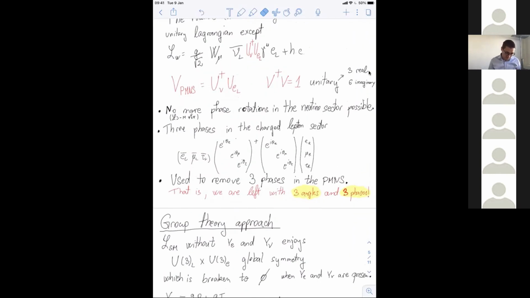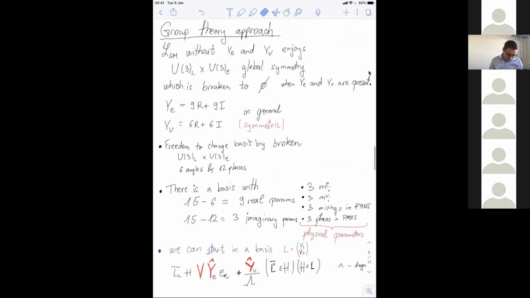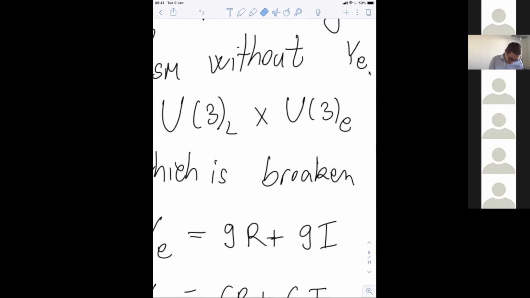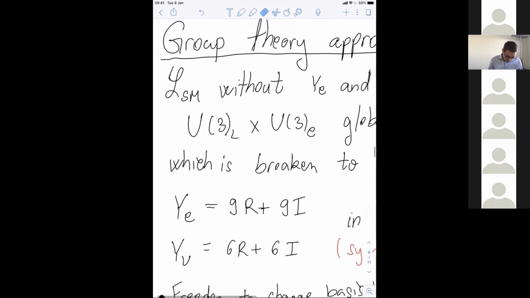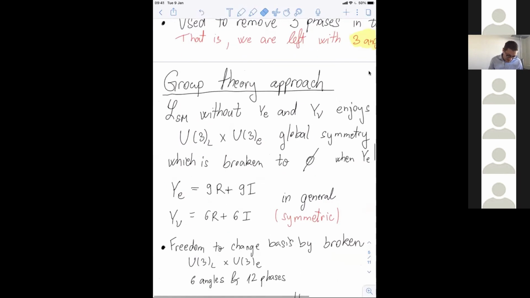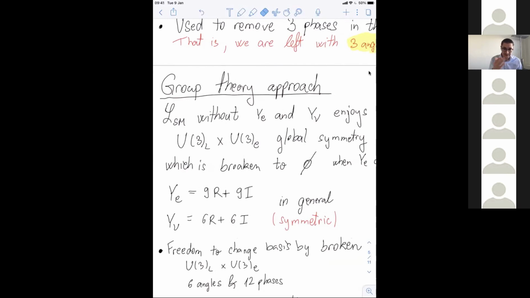So that was a brute force counting. Let's do the group theory approach. Now we have U3 squared, U3L times U3E, because we don't have a right-handed neutrino. And this global symmetry is broken to nothing. Even lepton number is violated, right? Because we have a Weinberg operator. With these two terms, even lepton number is violated.